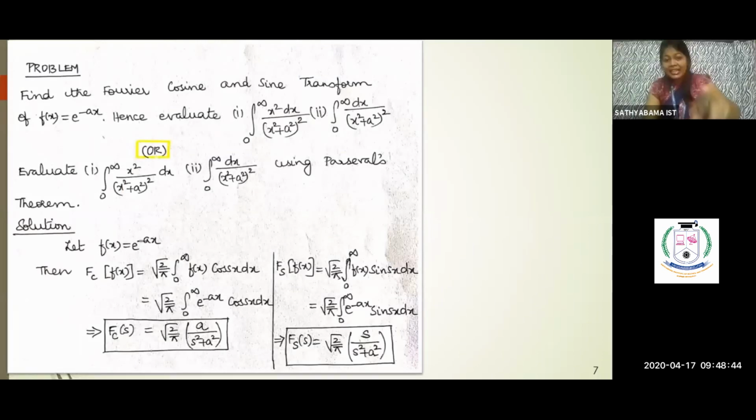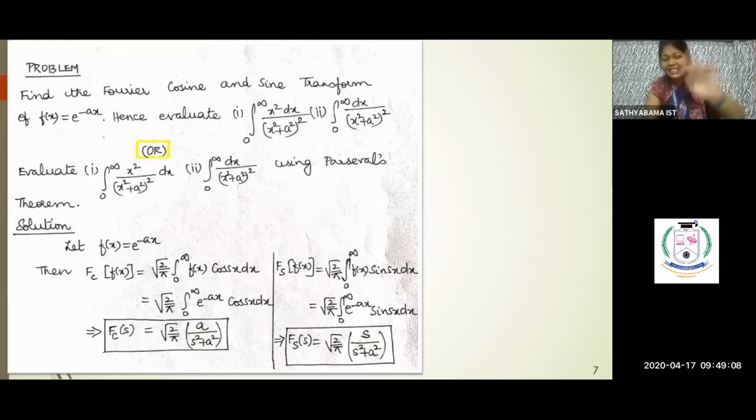And one more thing is, I have the whole square. I don't have s by s square plus a square here. I have x square by x square plus a square the whole square. So what does that mean? I have to square the sine transform. I have to square the cosine transform. And which identity talks about that? Only Parseval's identity. You understand? So these two integrals we're going to evaluate using Parseval's identity.